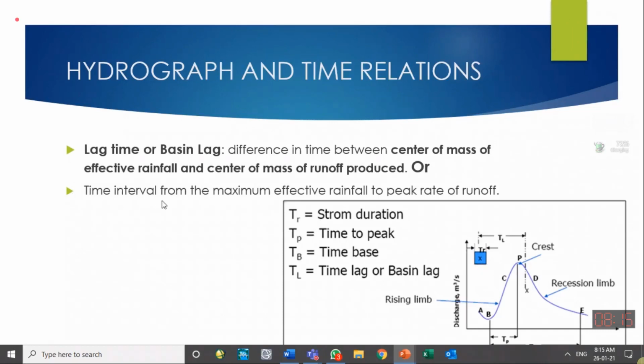So it is the time interval from the maximum effective rainfall to the peak rate of the runoff. That is what we have defined. Most of the time we take it equal to this because finding these two centers is difficult. So approximately it is equal to the time duration between the peak of the effective rainfall and the peak of the hydrograph. That is our approximation. That is the easy path, but the proper definition is the one given above.